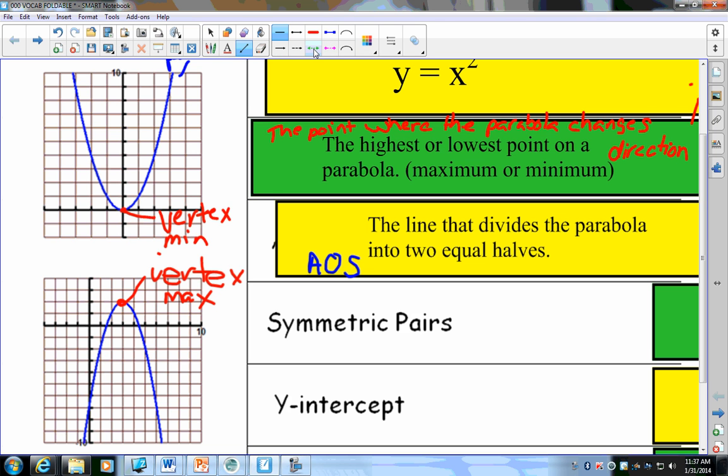So, let's see if I can get a good color. Here we go. Right here, these are my axes of symmetry. If you notice on this axis of symmetry, if I folded this blue line in half, it should be even on each side. Okay, so this one, in the green is my AOS.